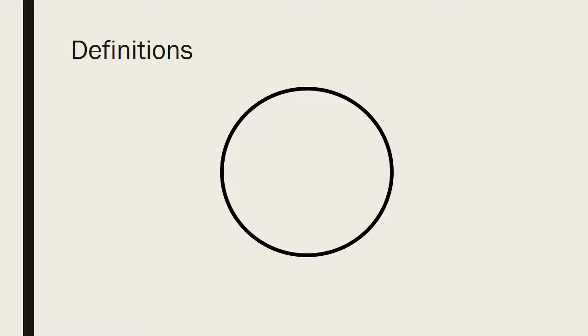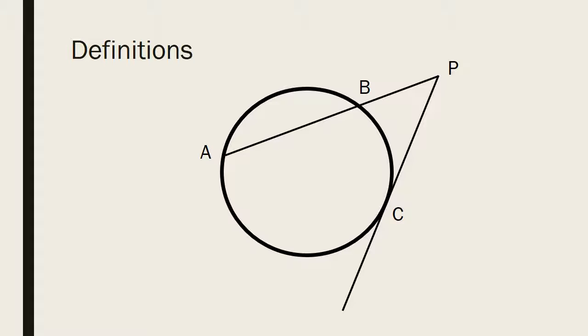First of all, a secant line is a line which intersects a circle at two given points. A tangent intersects the circle at one point. The point at which the circle and the line intersect is the point of tangency. The tangent line is perpendicular to the radius at the point of tangency also.